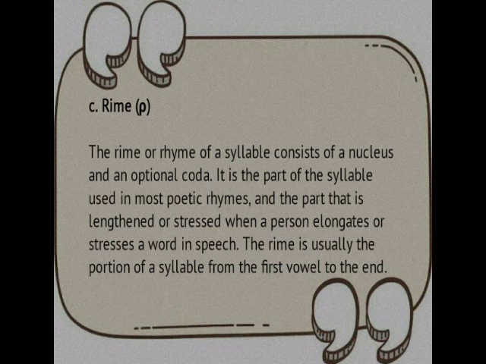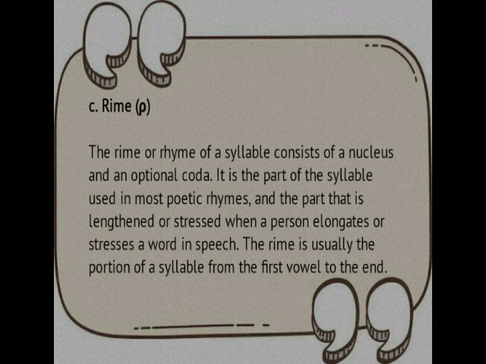Number 3 is rhyme. The rhyme of a syllable consists of a nucleus and an optional coda. It is the part of the syllable used in most poetic rhymes and the part that is lengthened or stressed when a person elongates or stresses a word in speech.